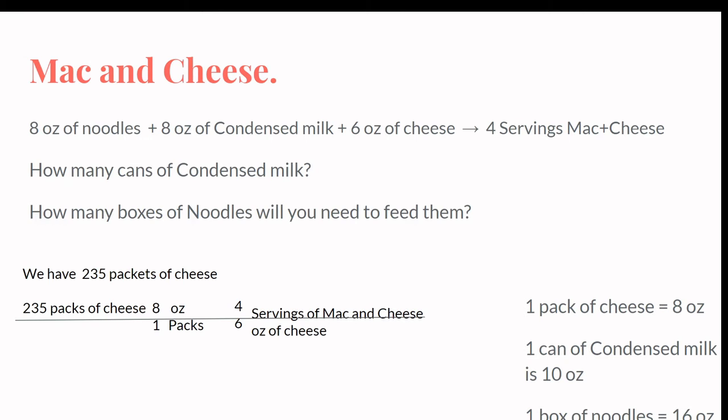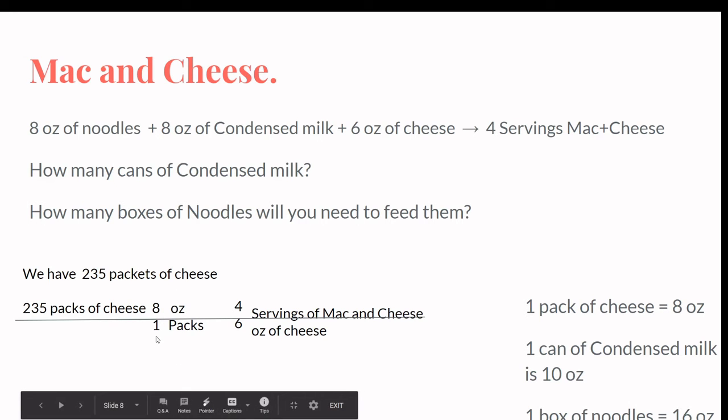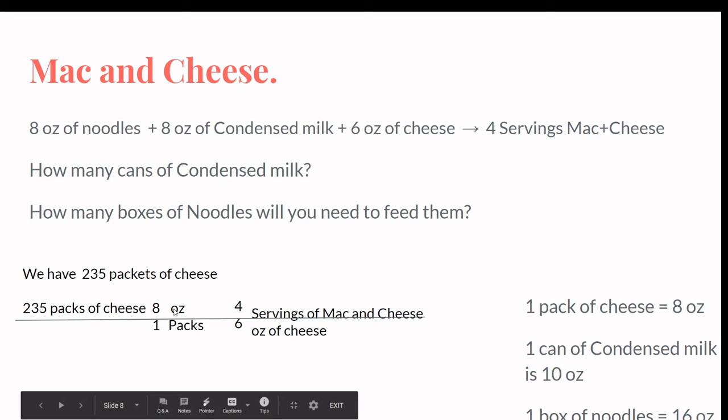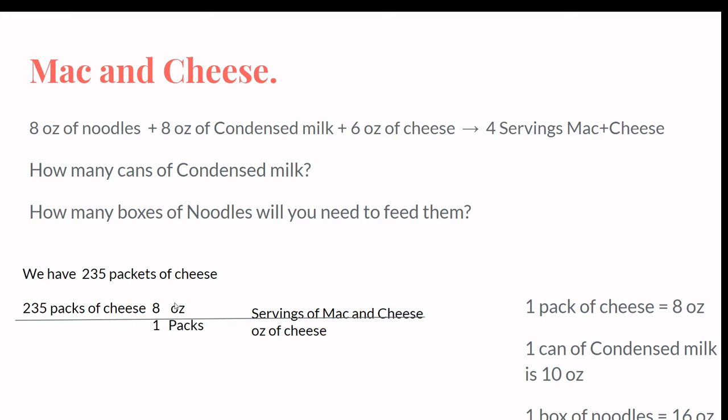Now, we had 2 other questions that we had to answer there. Okay. One is how many cans of condensed milk and how many boxes of noodles. Alright. Now, you could theoretically re-input your numbers and say, oh, well, I need 1,253. Or you can do the lazy way, and here, instead of converting to servings of mac and cheese, we could just convert to noodles. Or we could convert to condensed milk. We don't have to do all of this part again. We could do it the lazy way. Okay? So let's just replace that part.